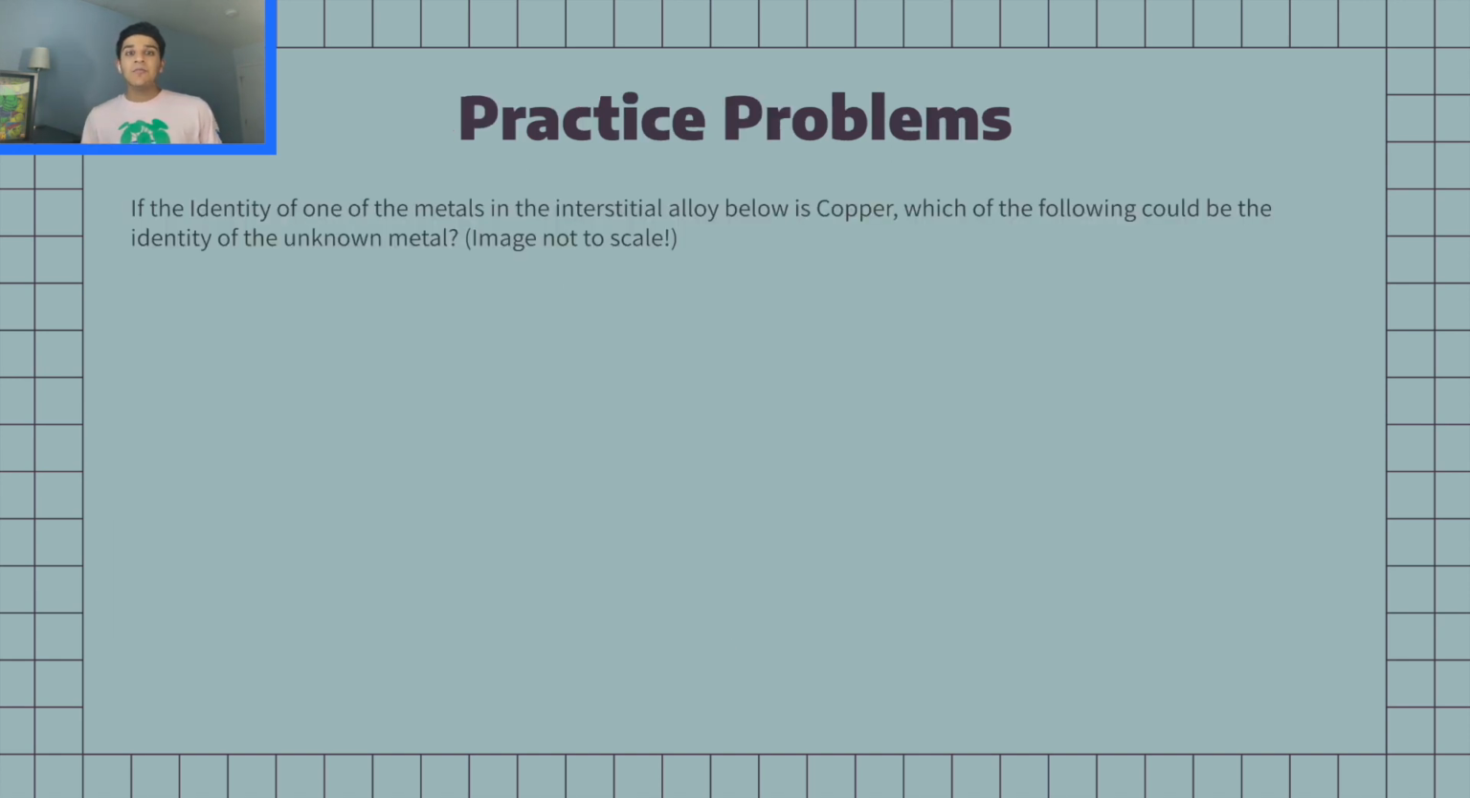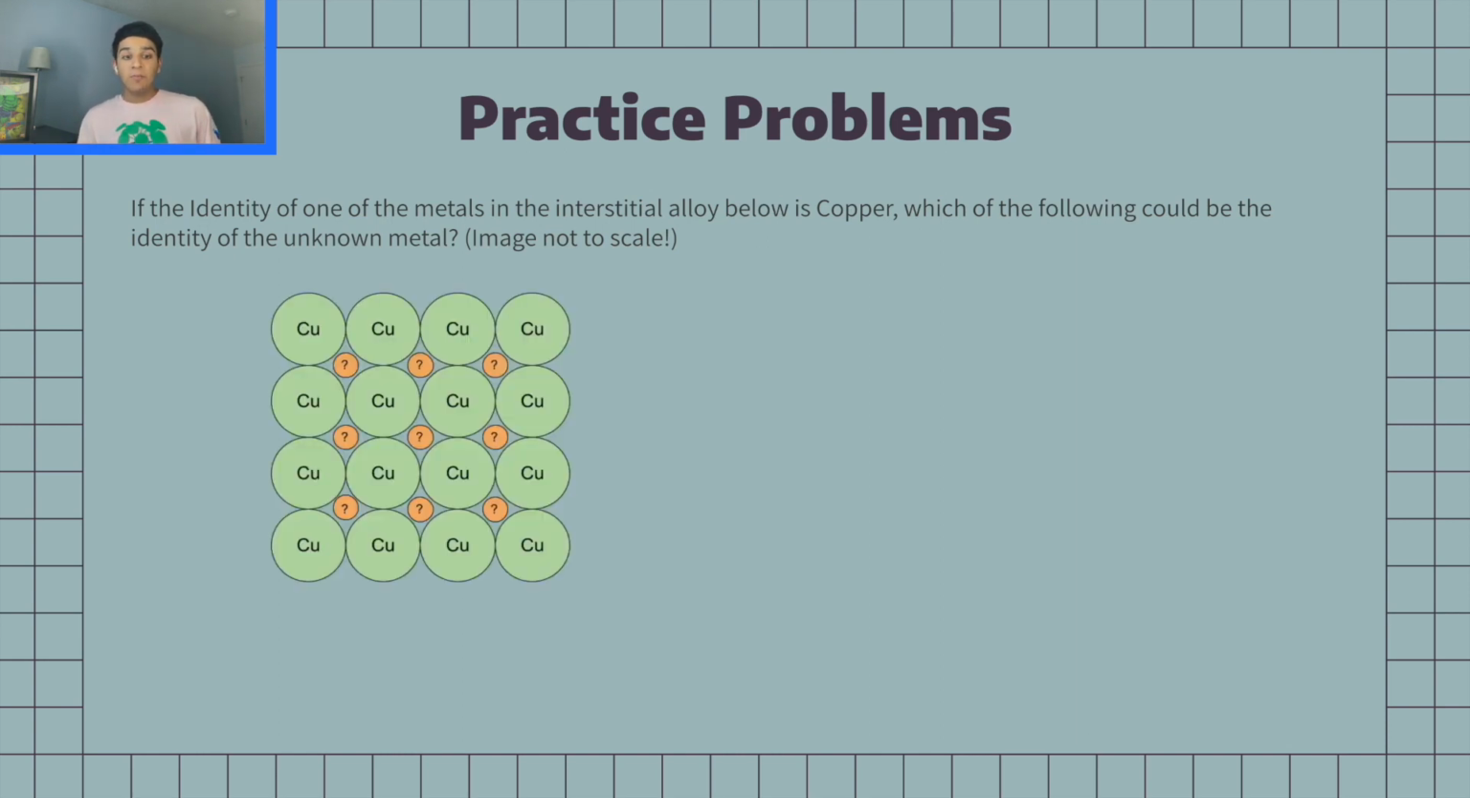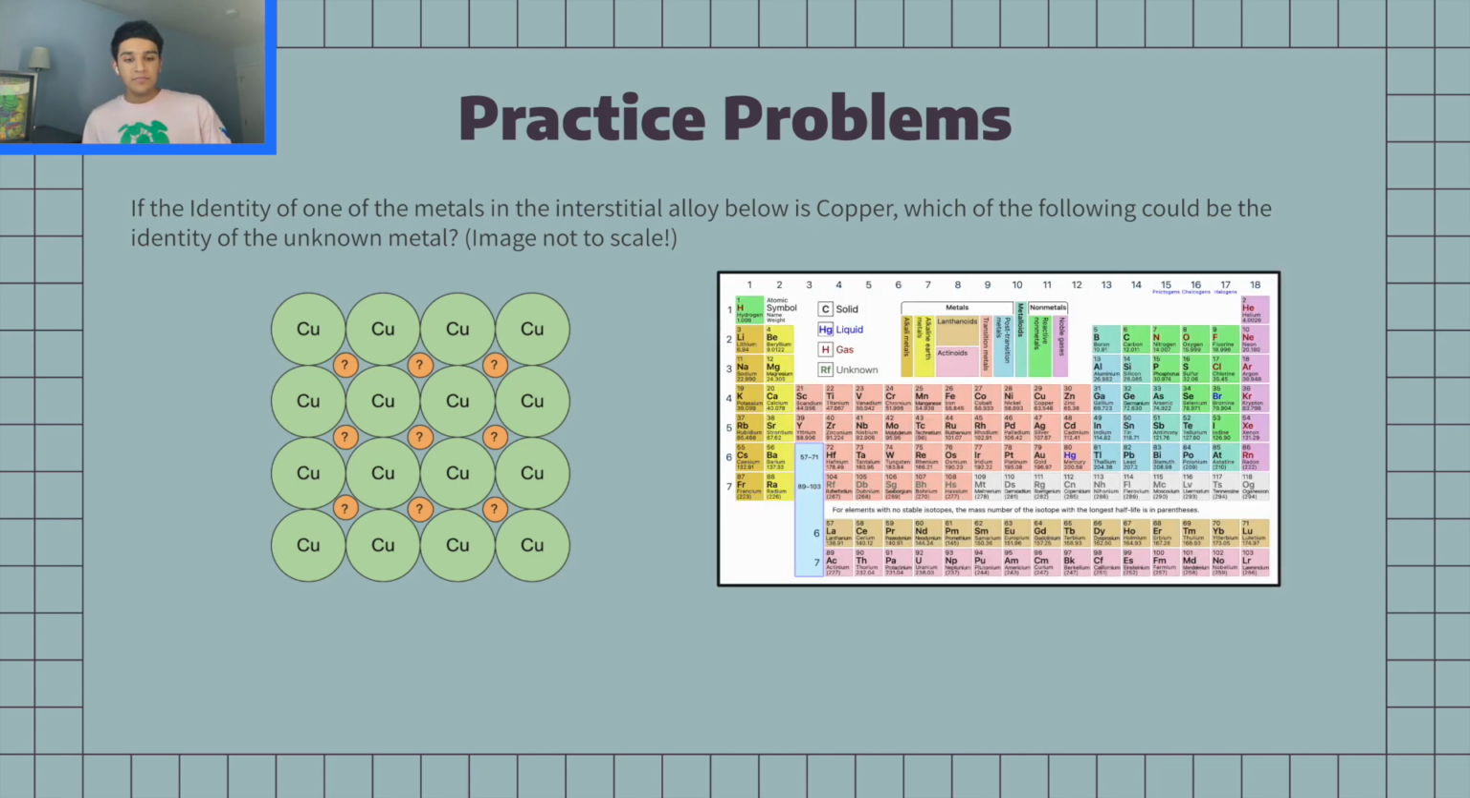So I have a practice problem for you guys to try out. If the identity of one of the metals in the interstitial alloy is copper, which of the following could be the identity of the unknown metal? I have drawn out a representation of this unknown alloy, and the big circles are copper, right? What I want you to do is figure out the identity of the small circles in the middle. Here are your options and a periodic table.